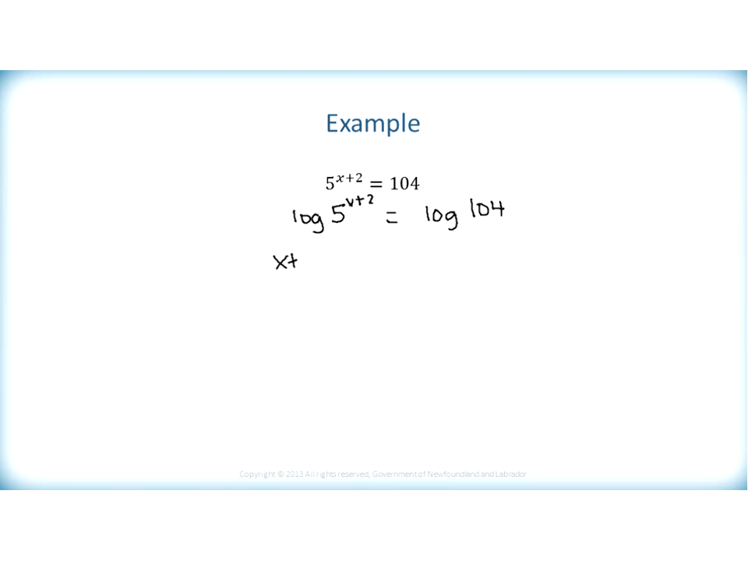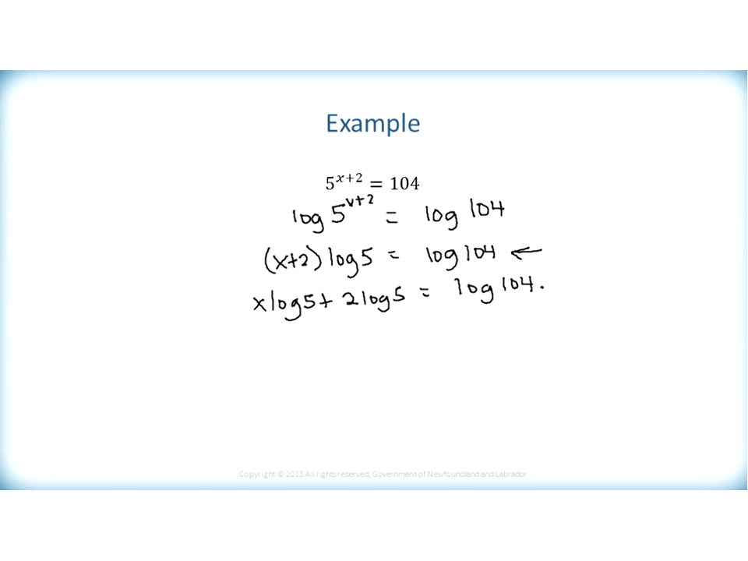So that would be x plus 2 log 5, which will equal log 104, which I can calculate. I can calculate this log 104 and get a decimal number on the calculator right now. I will now use the distributive property and multiply each x and 2 by log 5. So I'd have log 5 times x and log 5 times 2. So this would be x log 5 plus 2 log 5, which will equal log 104.